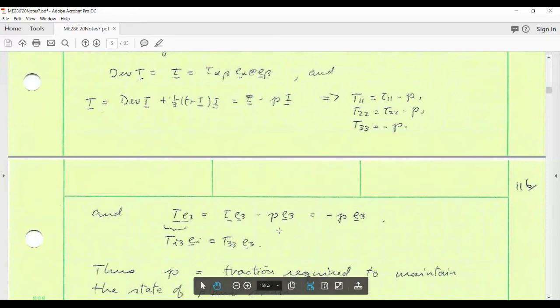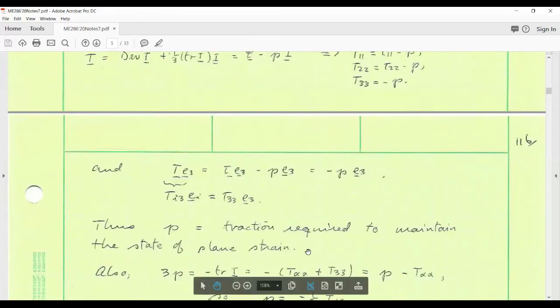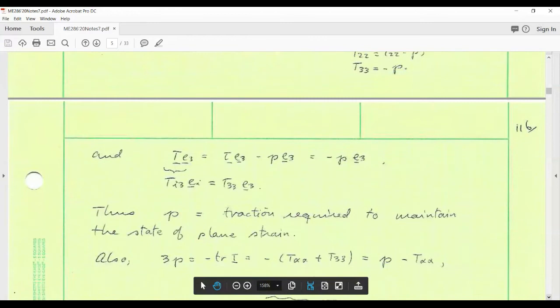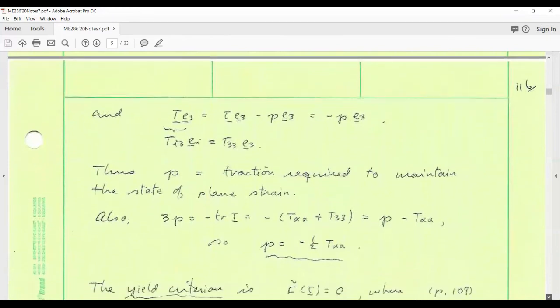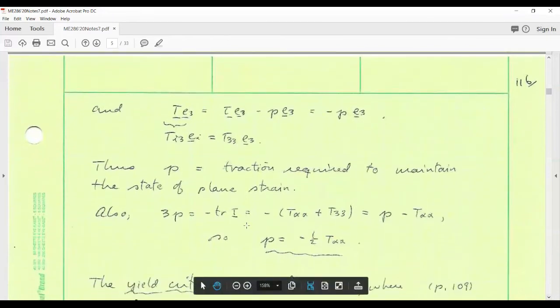So you can think of minus P then as the traction required to maintain the state of plane strain. You can think of the pressure, which is a three-dimensional idea, in this context as also, apart from the sign, the traction required to force this two-dimensional flow situation to be maintained. Okay? So we would have to somehow supply this pressure distribution on the plane in order to maintain the two-dimensional state of flow.